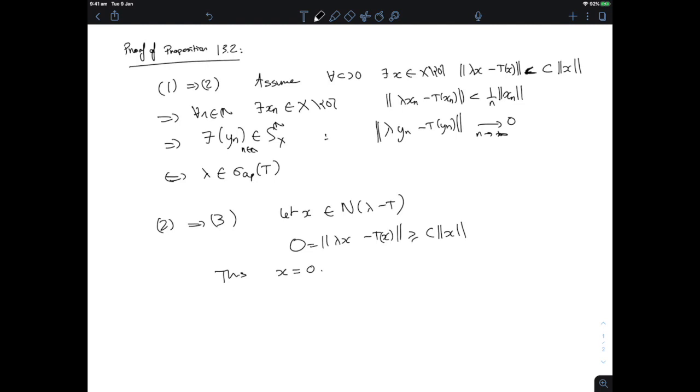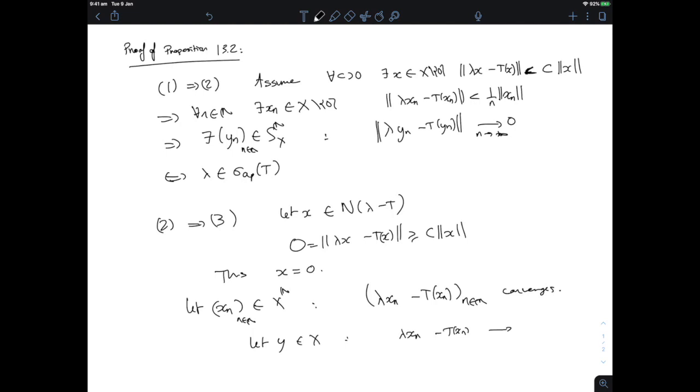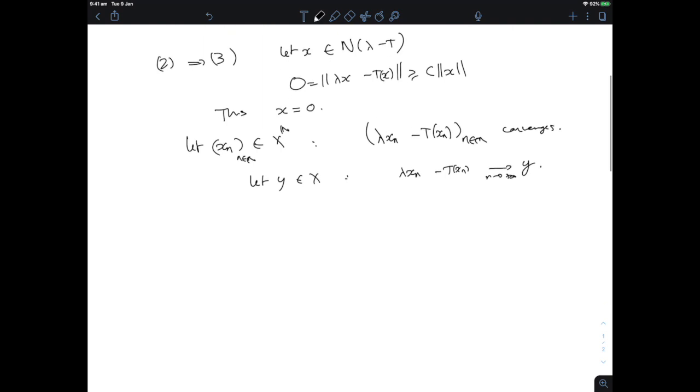And now for the range, what can I say about the range? I take a sequence xn in x such that lambda xn minus txn converges to something. Let's call y the limit. And now I have to show that y is actually in the range. Okay, so how do I do this? I look at xn minus xm. I want to show that xn actually is a Cauchy sequence.